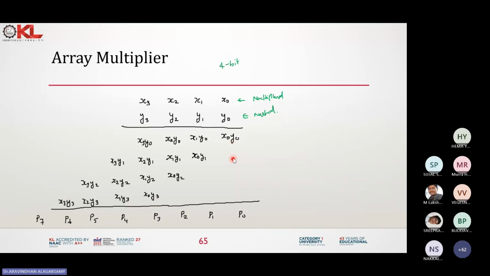Now let me go for the product. Let me take this x0 y0. There is nothing to add over here, so we can assume all are 0, and directly take it as product P0. Then for P1, by adding these 2, x1 y0 and x0 y1, we get P1. Then by adding these 3, x2 y0, x1 y1, x0 y2, we get P2. Then adding these 4, x3 y0, x2 y1, x1 y2, x0 y3, we get P3. And by adding these 3, P4, P5, P6, and this may provide some carry that we write as P7. Is that clear?